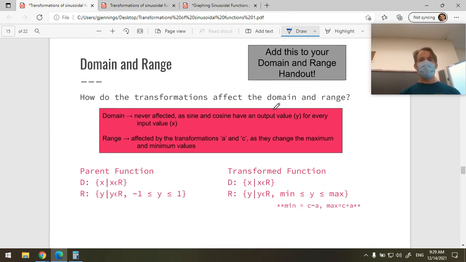So domain and range. These transformations affect the domain and range. The domain's never affected because there's always an output value for every input value. So the domain is always x's of the reals. But the range is always affected by A and C. If we increase the magnitude, it's going to increase the spread of the range. And if we change the C value, it shifts the whole range up or down.